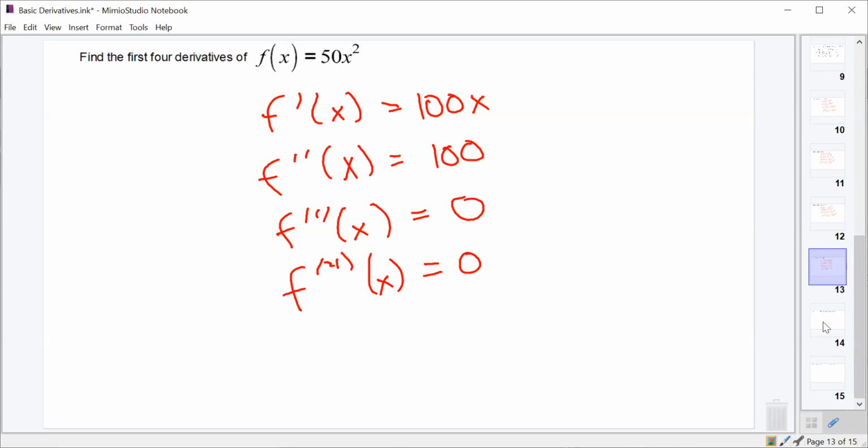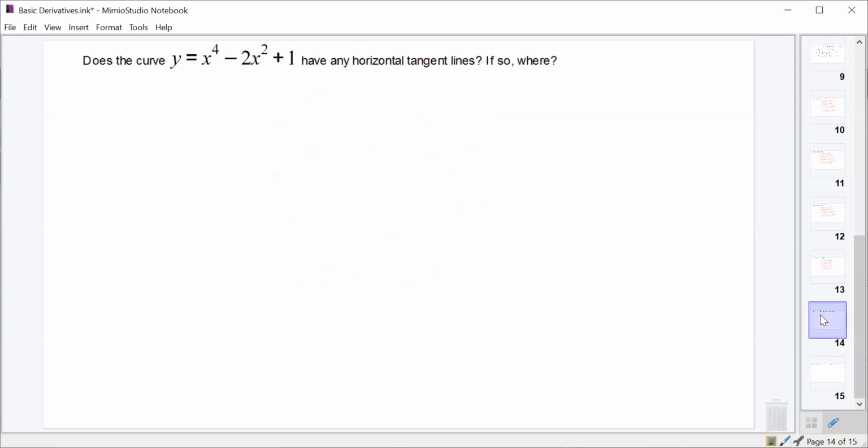All right, so we're going to do 2 more problems here, and we're going to take a look at a real basic application of what these derivatives can do for us, looking at the graphs of functions. What we're going to try and figure out is if the curve y equals x to the 4th minus 2x squared plus 1 has any horizontal tangent lines. And when we talk about a tangent line's slope, that's our derivative.